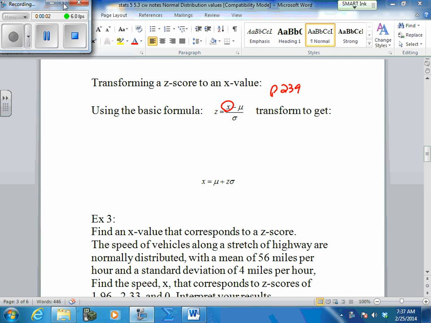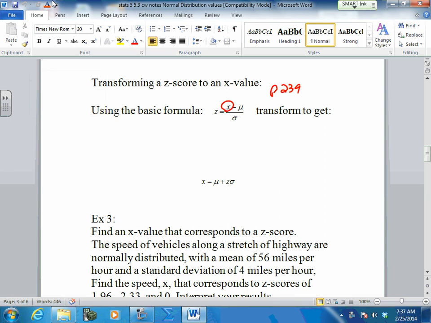We're going to start with your formula, and we're going to transform it so that we get x equals. We're going to use that formula whenever we have a z-score, a standard deviation, and the mean, and we want to find the related x to it. Because that's what we're basically getting at.